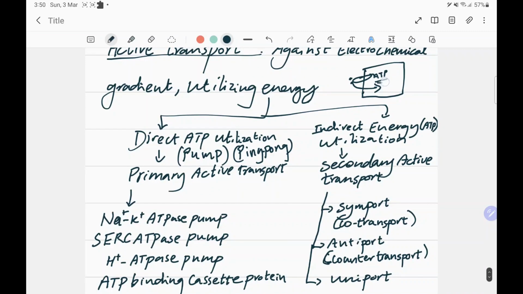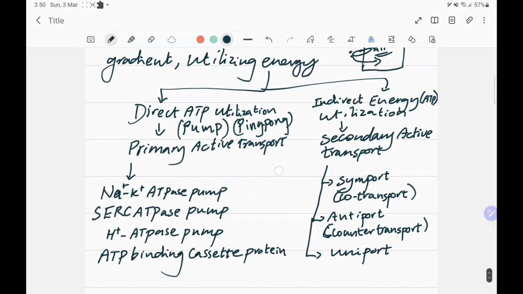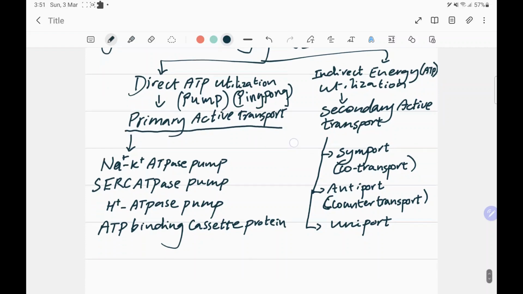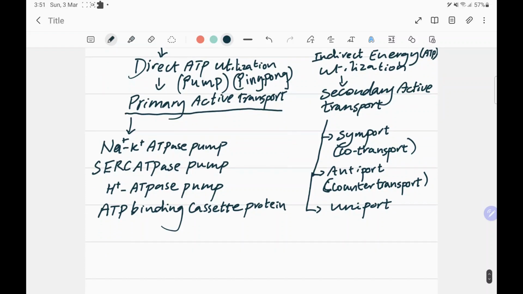So there's a site for ATP to bind to this molecule, and it will transfer its phosphate bond, causing change in the shape over here. Now, in this case, we call this primary active transport. And some examples are given here. One of the most important examples is actually the sodium potassium ATPase pump. This is the most important example, and I'll give a small talk about the sodium potassium ATPase pump soon. Now we have the SERCA ATPase pump.